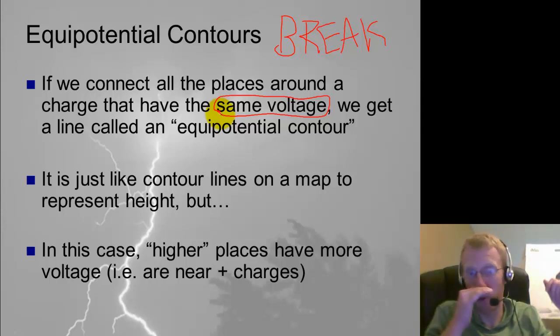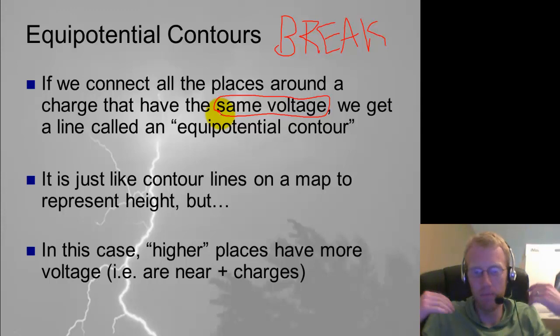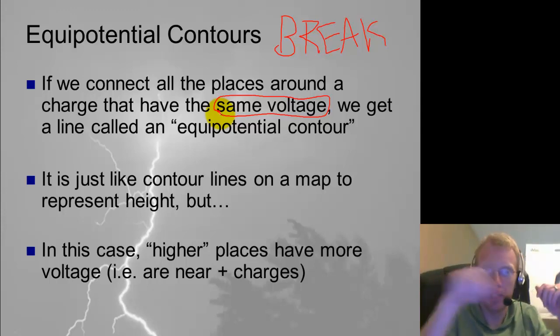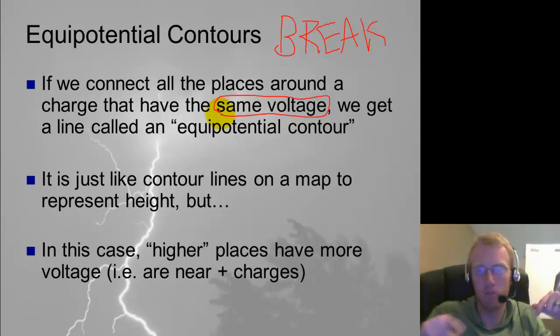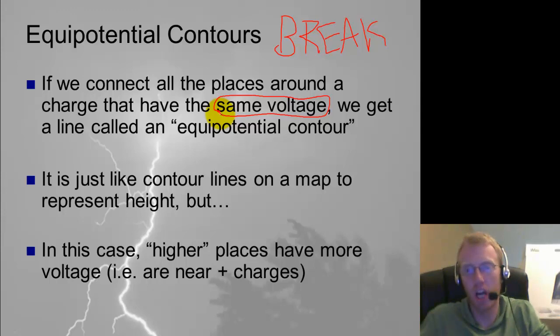And the reason that they're important is because you only have to do work on something if its energy is going to change. So its energy only changes if its voltage changes. So an equipotential contour is a line that you can essentially have a charge move across without actually costing any energy. Kind of like if you're hiking, you don't want to hike uphill or downhill. That will change your energy. But if you go at a constant height, you can do that without expending any energy.